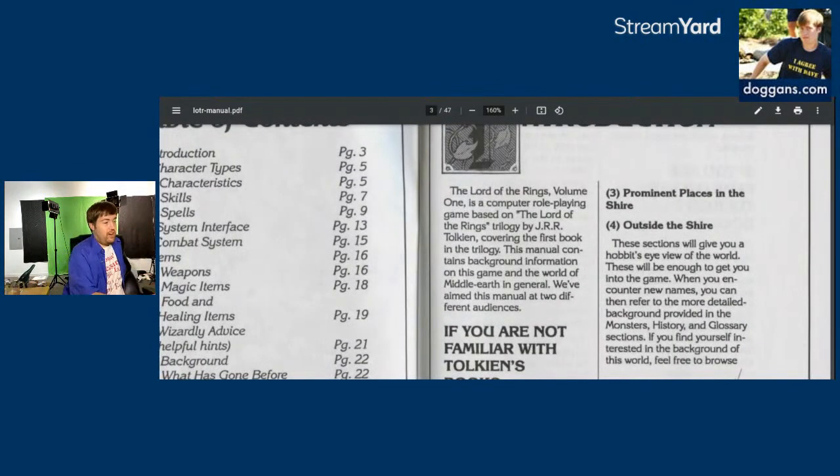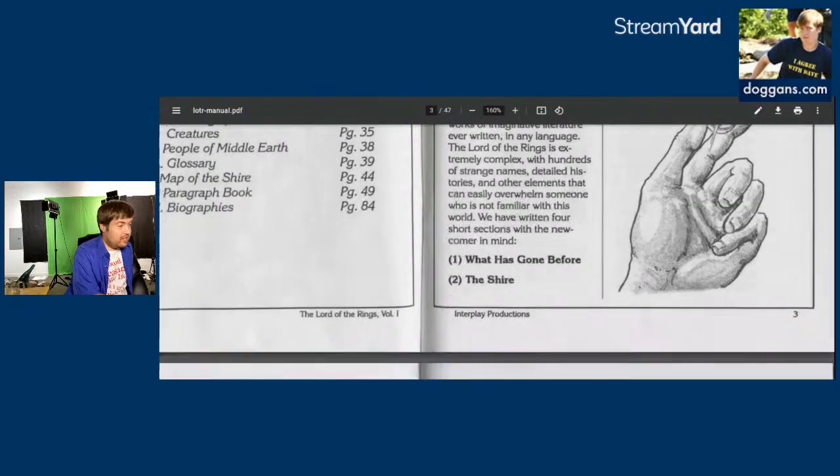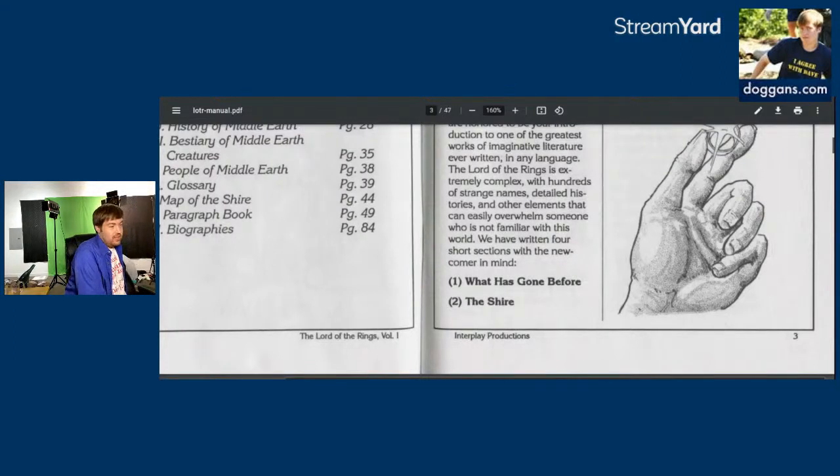The Lord of the Rings, Volume 1, is a computer role-playing game based on the Lord of the Rings trilogy by J.R.R. Tolkien, covering the first book in the trilogy. This manual contains background information on this game and the world of Middle-earth in general. We've aimed this manual at 2 different audiences. If you are not familiar with Tolkien's work, welcome to Middle-earth. We are honored to be your introduction to one of the greatest works of imaginative literature ever written in any language.